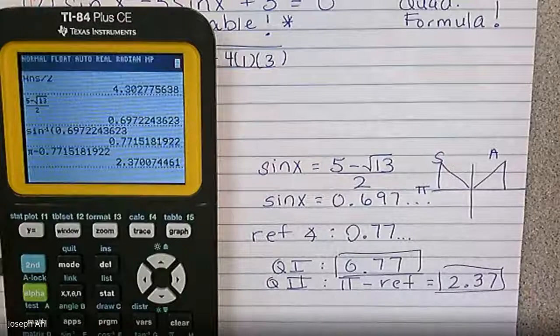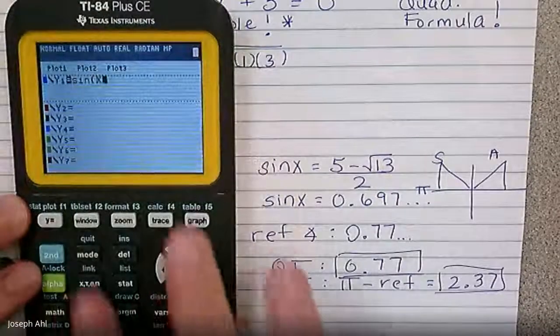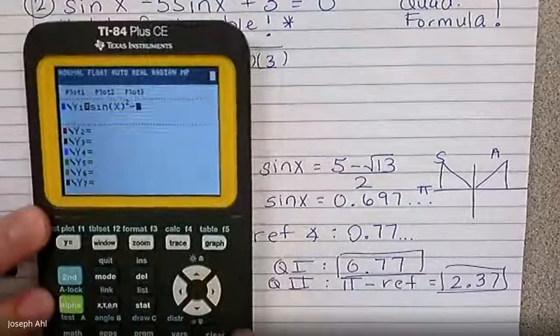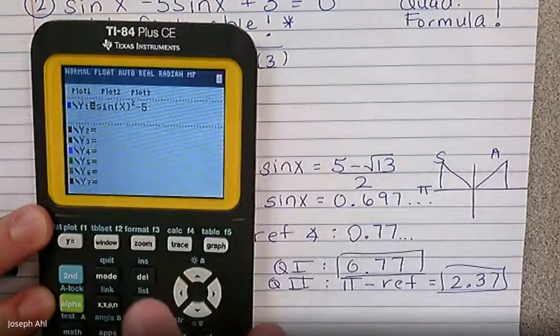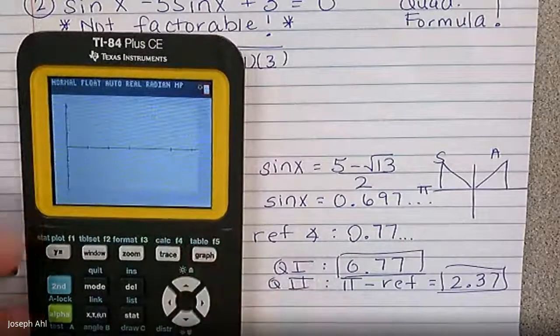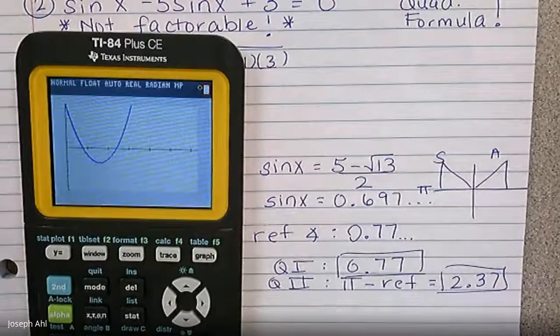I'm going to show you just really quickly for this one how you can check it on the calculator. If you go to y equals, you're going to type in sine x and then close parentheses, square it, minus 5 sine x, and then plus 3. All right, I'm going to graph. Hopefully my graph shows me these two solutions here. By the way, when I hit graph, my window is set accordingly.